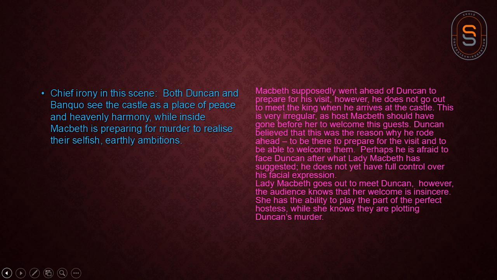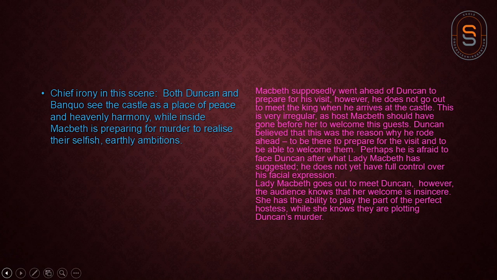And then the fact that Lady Macbeth came out to greet Duncan. Macbeth supposedly went ahead of Duncan to prepare for his visit. However, he does not go out to meet the king when he arrives at the castle, this is very irregular. As host, Macbeth should have gone before her to welcome his guests. Duncan believed that this was the reason why he rode ahead, to be there to prepare for the visit and to be able to welcome them.